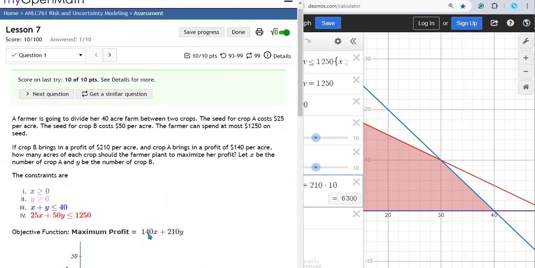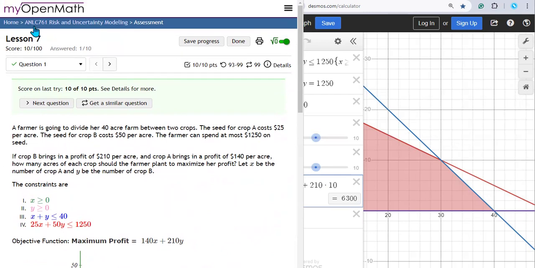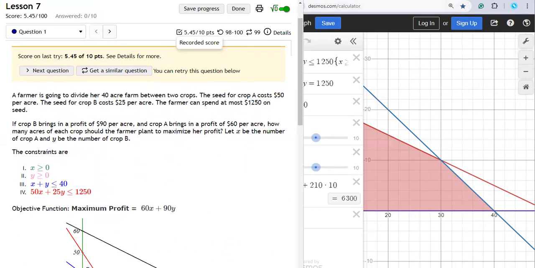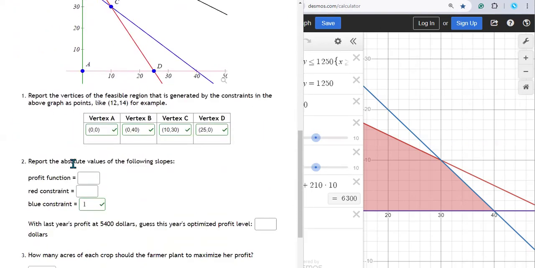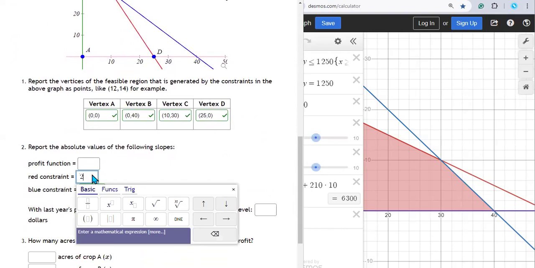Now I'm going to reset it. I'll show you the third scenario. Okay, welcome back. We have pretty much the same graph as before, except the red constraint has been changed. X is now being multiplied by 50 and Y is being multiplied by 25. So if I were to solve this for Y, I divide everything by 25 and the slope would end up being 50 divided by 25. So here the slope of the red constraint is 2.